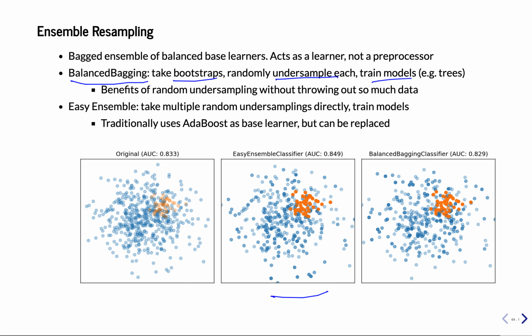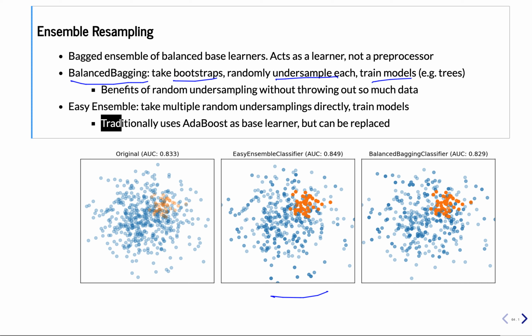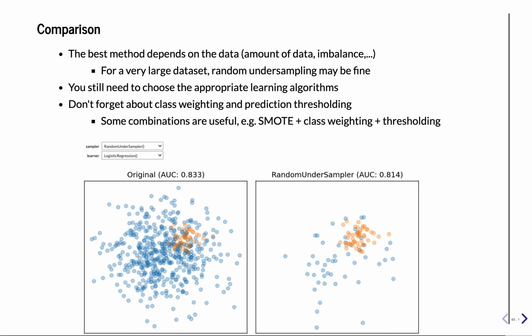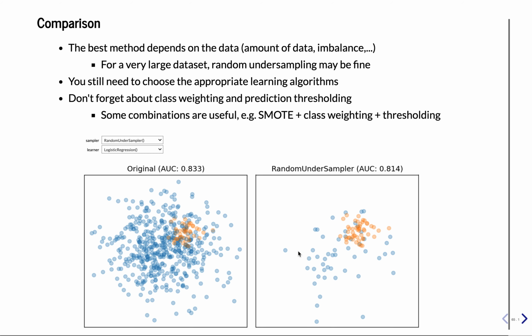There's an easier version of this, which is called Easy Ensemble. And what that does, it basically forgets about the bootstrap. It directly samples an undersampled balanced training set, builds the first model, then builds another random undersampled dataset, trains the model, and so on. You can use this with any model you want. Traditionally, this is done with AdaBoost, but you can, of course, use any base learner that you want. Okay, which one of these will actually work the best?